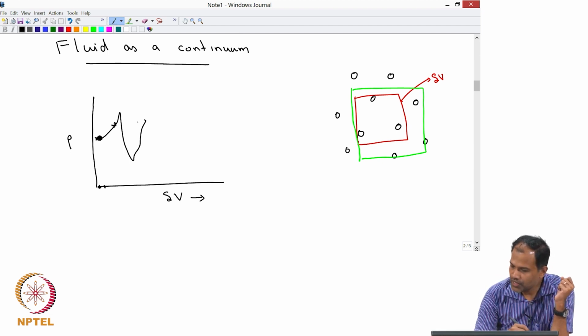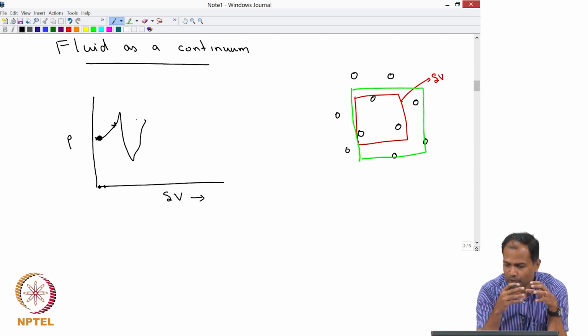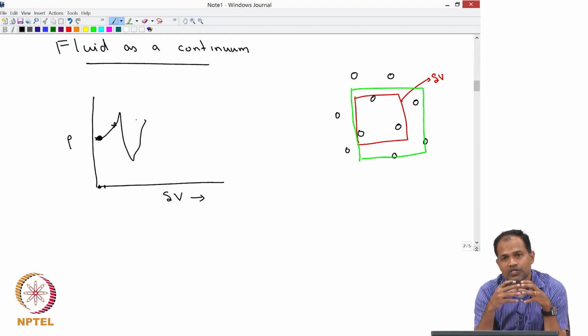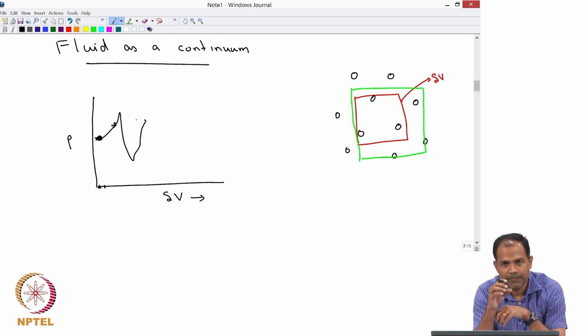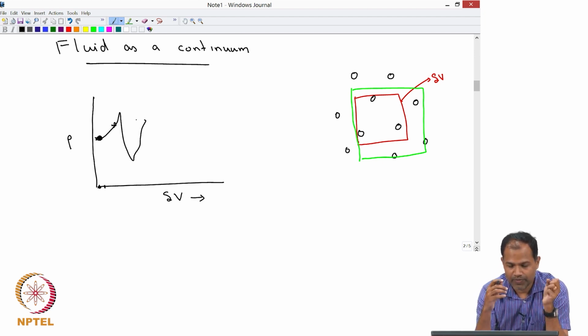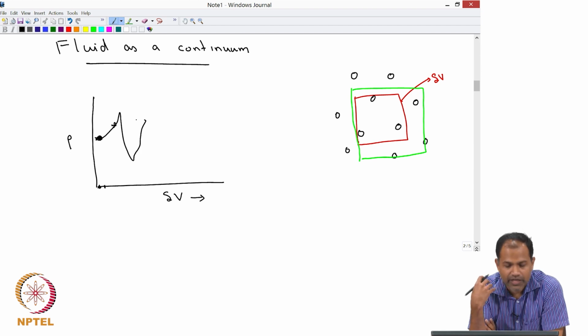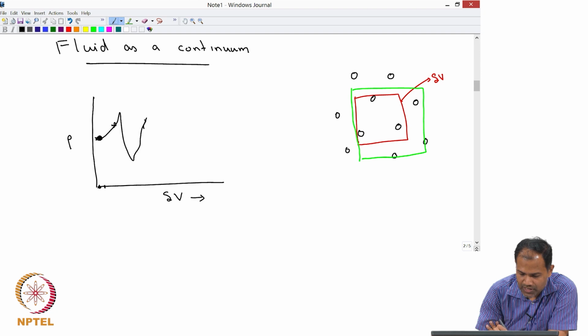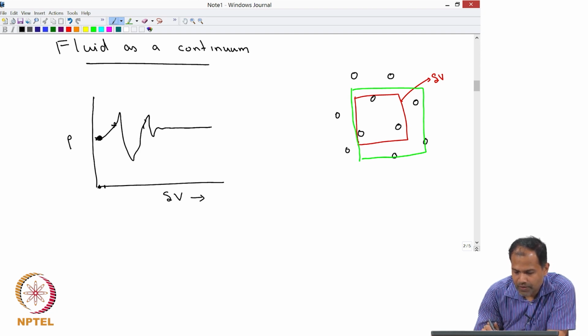Now, as you increase your volume further, you will see that beyond some point, okay, you have gone, let us say, up to those kinds of length scales where you are not able to see the molecules any further. You have got a huge number of molecules, so even when you are increasing the volume, that does not lead to a change in the density. So then what you would see is that these fluctuations will become smaller, then it will become flat.